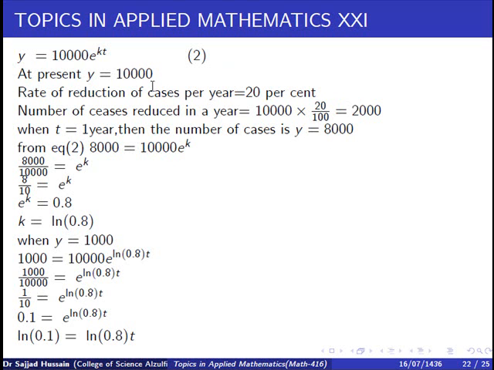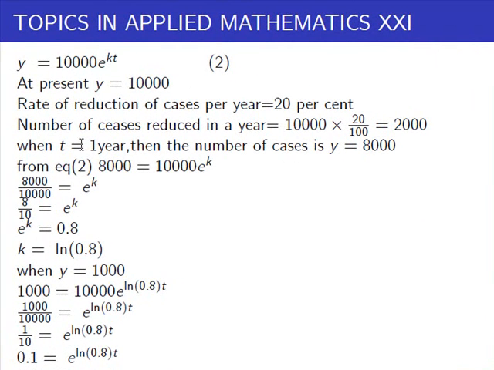From equation 2, when time t is equal to 1, then y is equal to 8,000. Put t is equal to 1 and y is equal to 8,000 in equation number 2. So 8,000 is equal to 10,000 e raised to power k. Now we divide: 8,000 divided by 10,000 is equal to e raised to power k.